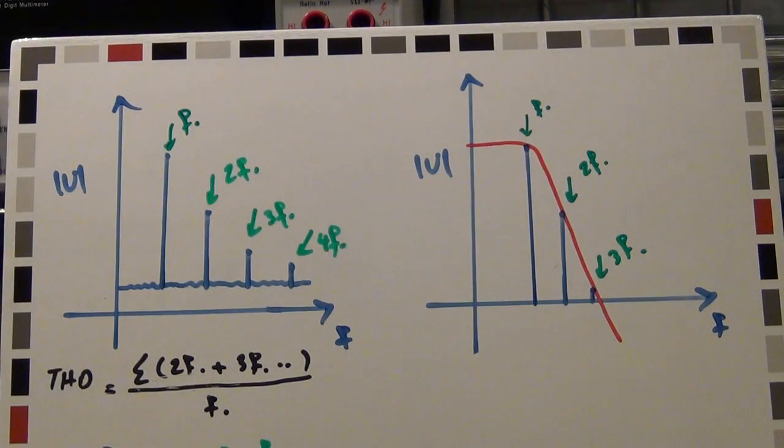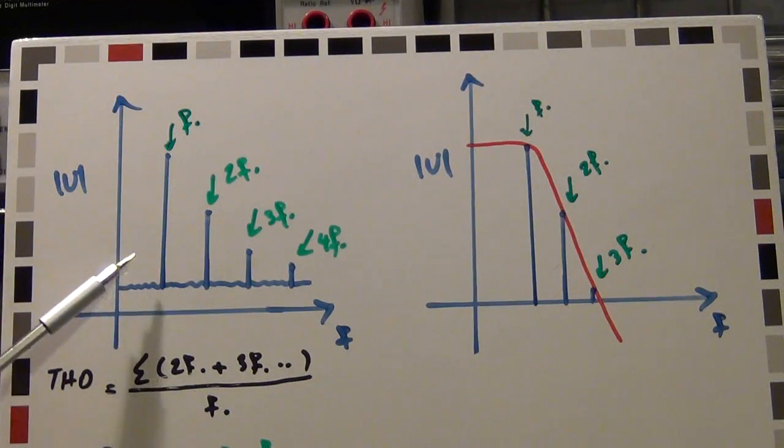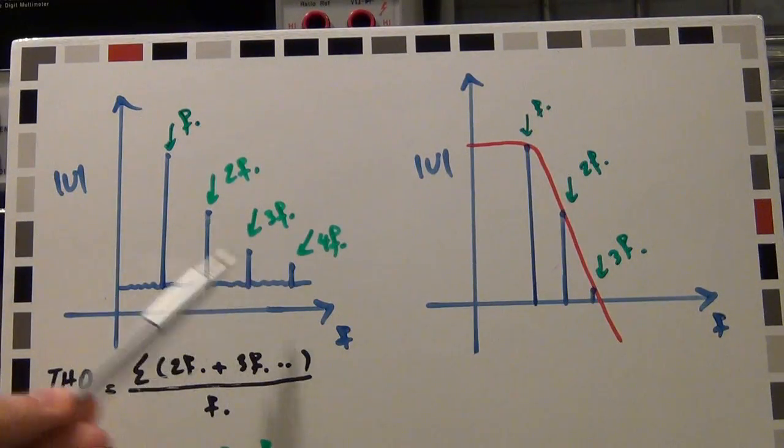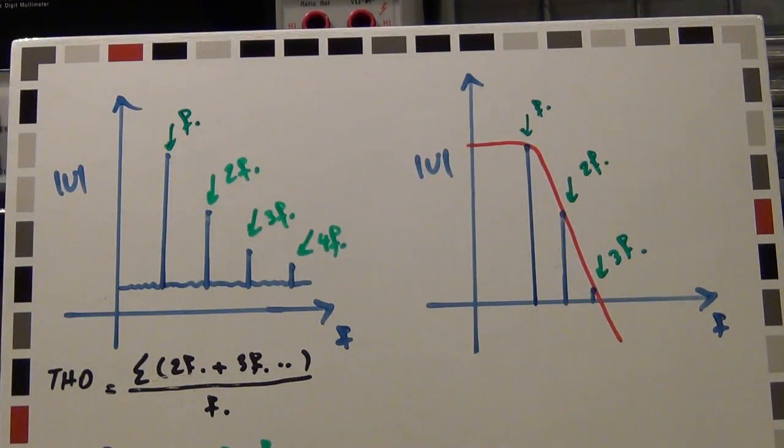So before we go on to the next experiment, I want to talk about some limitations of measuring distortion. So let's look at this, which is what I showed before. Imagine that we put in a signal of F0, and then we get all these harmonics, 2F0, 3F0, 4F0, which represent the nonlinearity of the circuit.